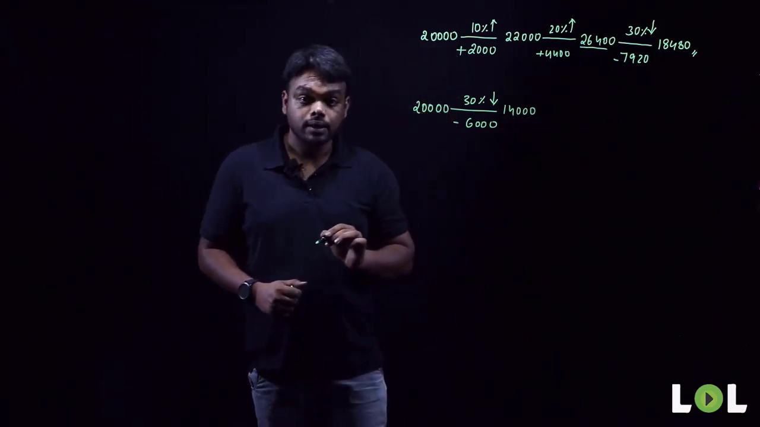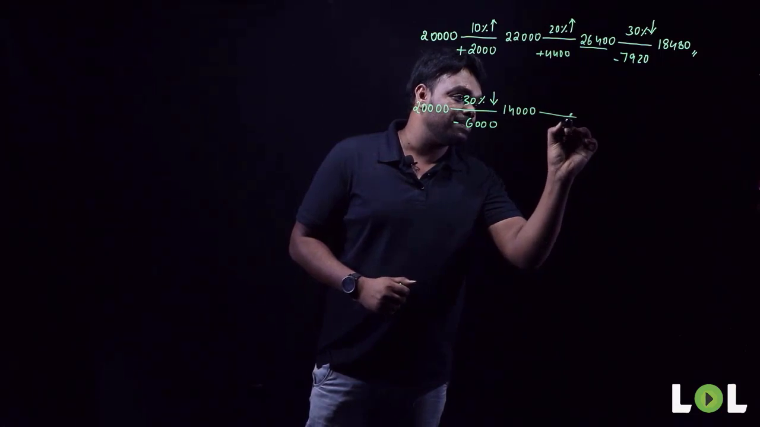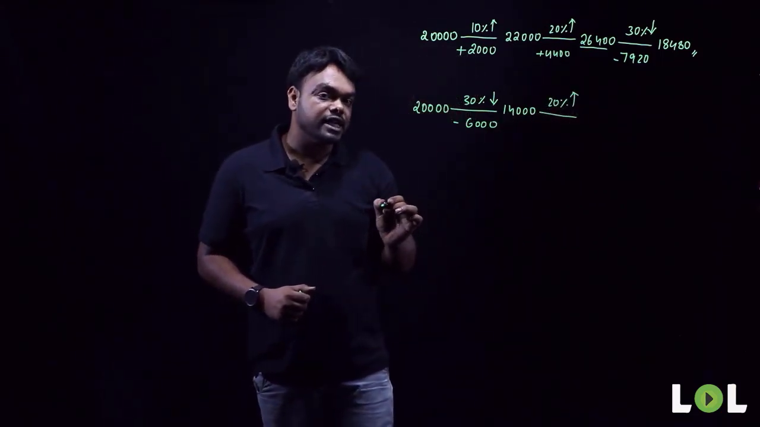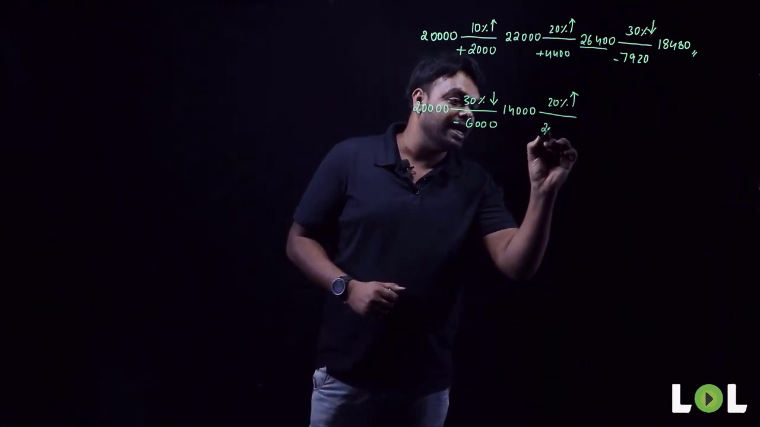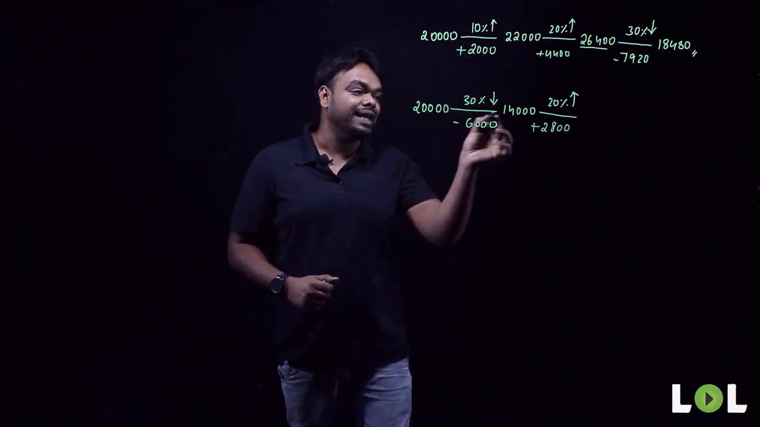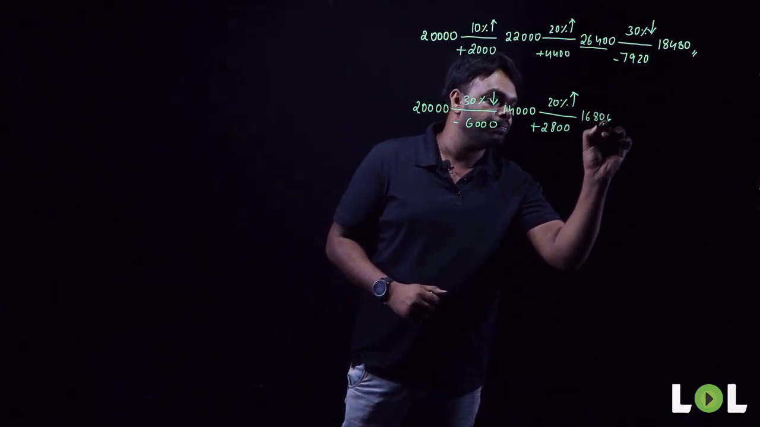Now again, let us apply 20%. If I increase it by 20%, we know 10% of 14,000 is 1,400. Then 20% will be 2,800. But this is an increase, careful. Now if I increase it by 2,800, I should get 16,800.